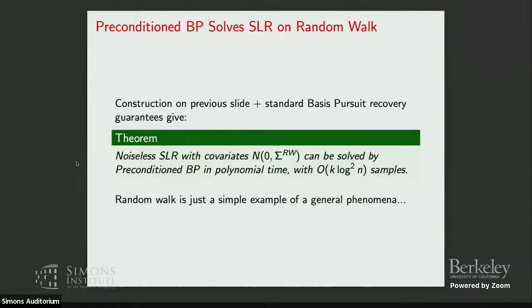As a corollary, you basically get that when the covariance matrix is from the random walk, so let's say you're trying to do regression on time series data, the coefficients, as I said, are not important. What's important is the Markov property. Then with preconditioned basis pursuit, you can solve that problem with basically k log squared n samples.